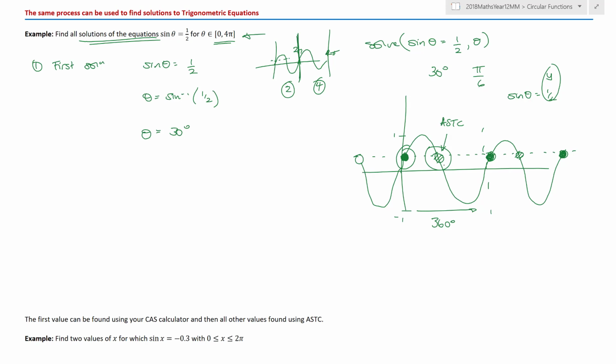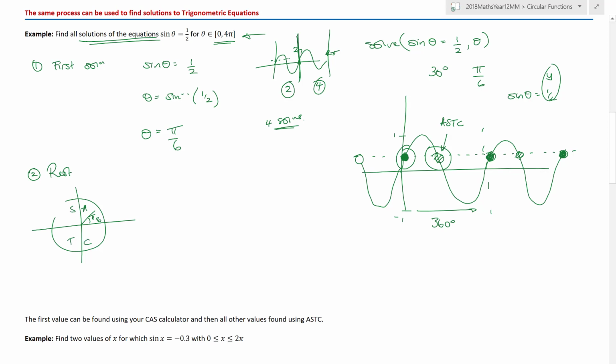Firstly, it's got to be in radians, so I don't want 30 degrees, I want pi on 6. Next, I'm just going to write a little note to say I want four solutions. Okay, now we're going to find the rest of the solutions. First things first, here's my all stations to Canberra. I know my first value is pi on 6.